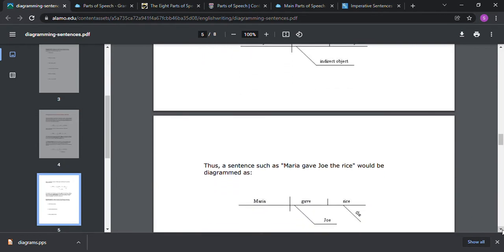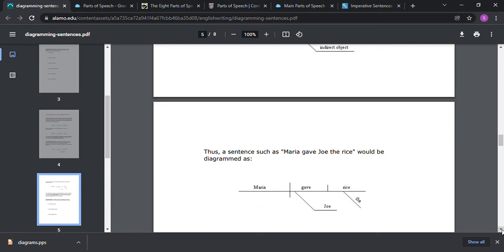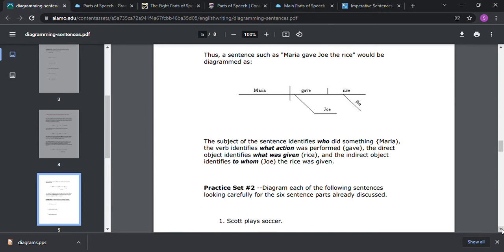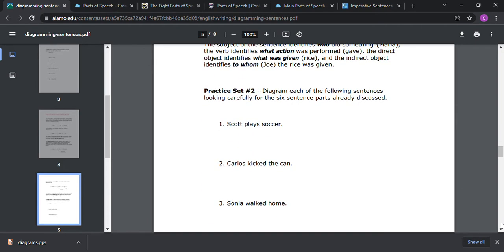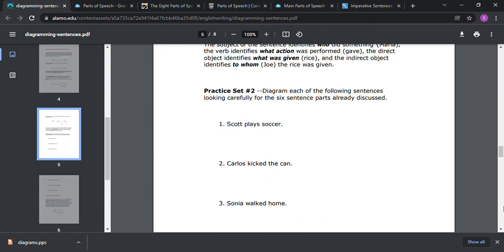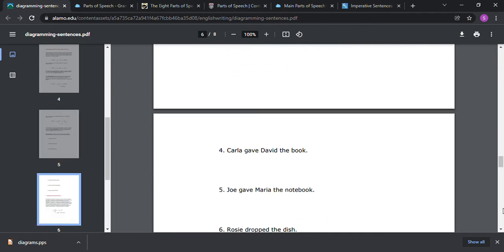So this one, it says Maria gave Joe the rice, would be diagrammed below. Maria is the subject, gave is the verb, rice is the direct object, Joe is the indirect object, and then the describes the rice because it's talking about the rice. So there is more on that. And then it wants you to practice. And it gives you some sentences to practice with. So I guess I should pause that so that you could see that. And if you want to utilize that, you can.